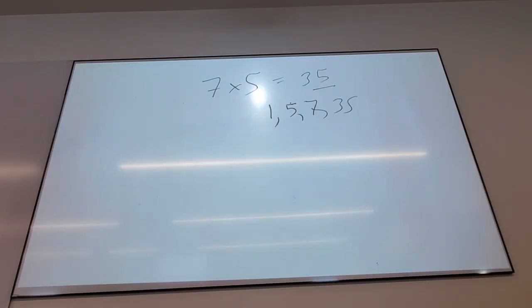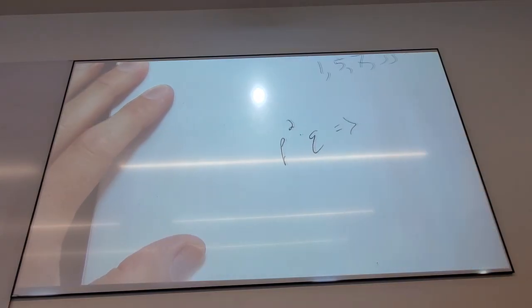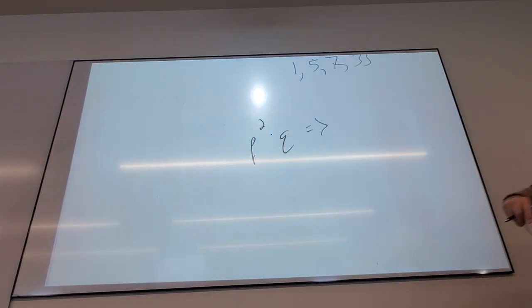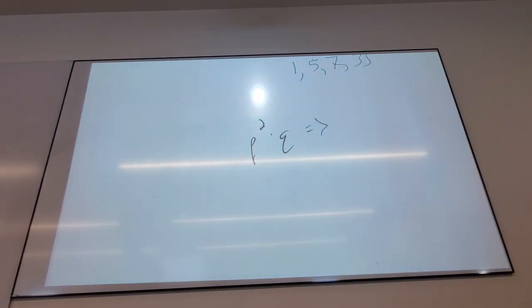Okay. So what if I had like P squared times Q? And I said, how many factors? P and Q are prime, P squared times Q. How many factors will this have? 2 plus 1 is 3. 1 plus 1 is 2. 3 times 2 is 6. So you increase each exponent by 1, and then you multiply them together.